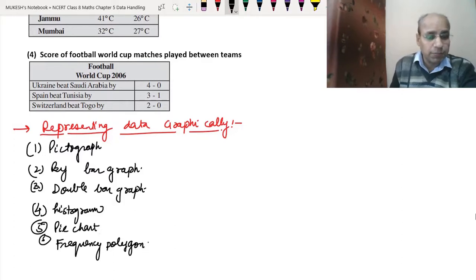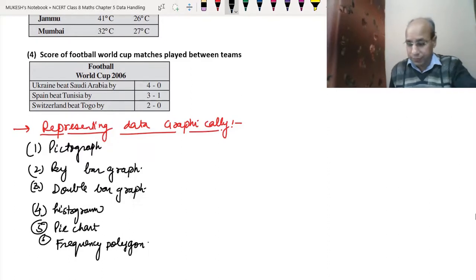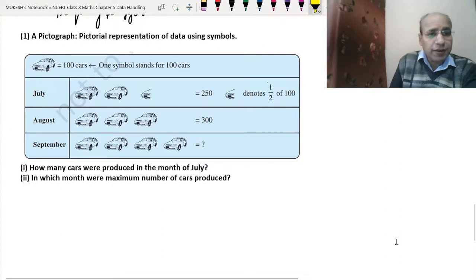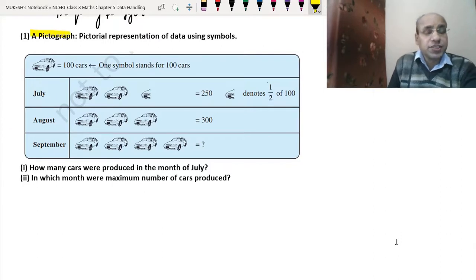So now let's revise the pictograph, bar graph and double bar graph. See, the pictograph, as we studied in class 6, is a pictorial representation of data using symbols. Here the symbol used is a car, and 1 car symbol means 100 cars. So in July, August, September, the 3-month data has been given. The half car means half of 100.